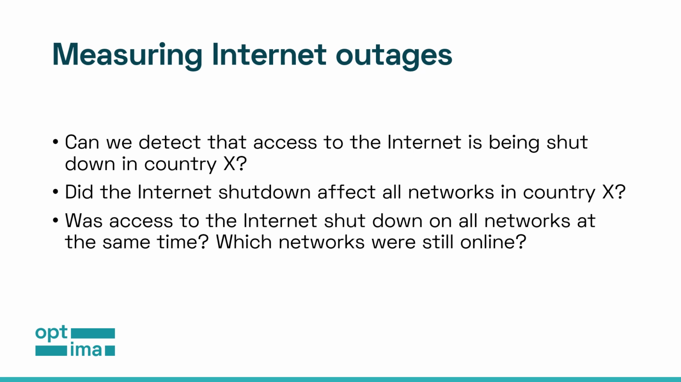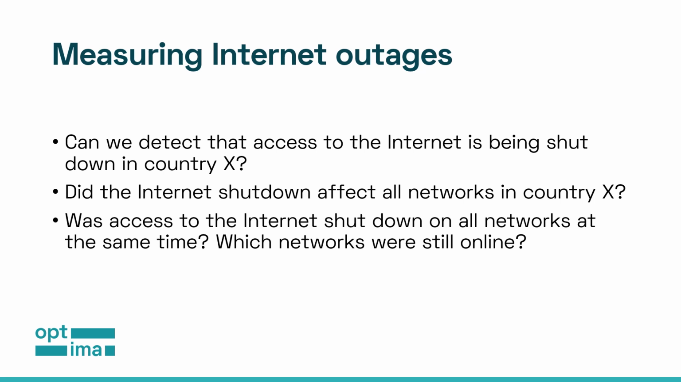The types of questions you can examine when measuring internet outages include the following. For example, can we detect that access to the internet has been shut down in a specific country? Now, this type of question can be relevant if, for example, you hear of a report of an internet shutdown happening in a specific country. And maybe you may be able to see through the data that access to the internet has gradually been shut down instead of all happening at once.